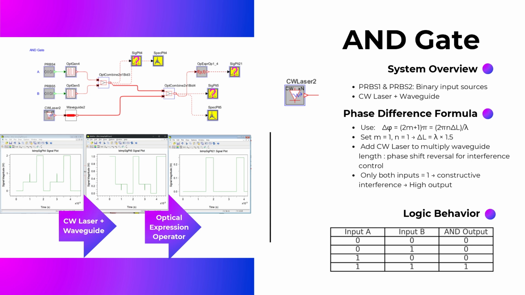The truth table summarizes the AND gate operation. The output is 1 only when both input A and input B are 1. At the bottom, we see the results from the simulation. Most importantly, the plots at the bottom demonstrate wave reversal. The first plot shows the input wave, and the following plot illustrates how the CW laser and the waveguide cause phase inversion, which is a critical aspect of how the AND gate was achieved. The third plot shows the output after the optical expression operator filters the result, clearly showing AND logic behavior.